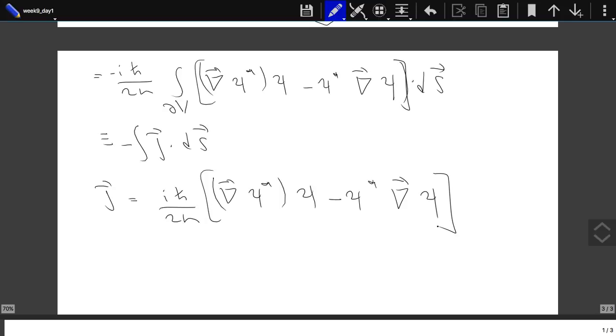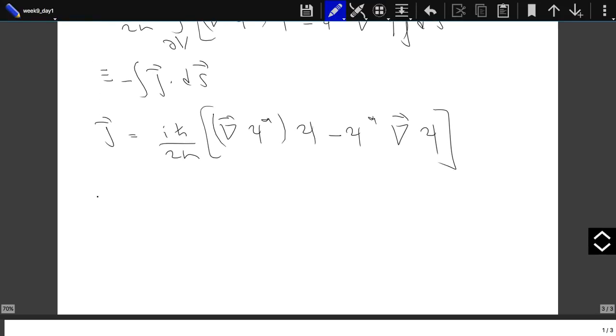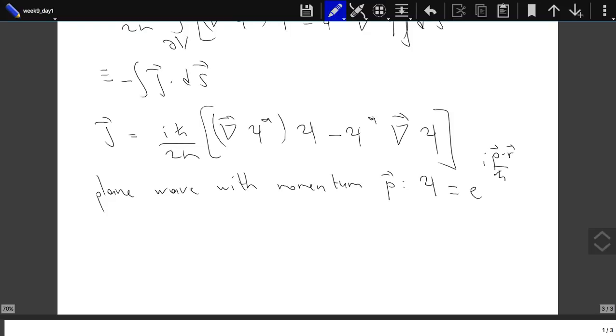Now let's do a simple example. Let's look at the plane wave. What's the wave function of a plane wave with momentum, let's say P? It is e to the i P dot R over h bar. Well, the gradient of psi, this is just i P over h bar times psi.